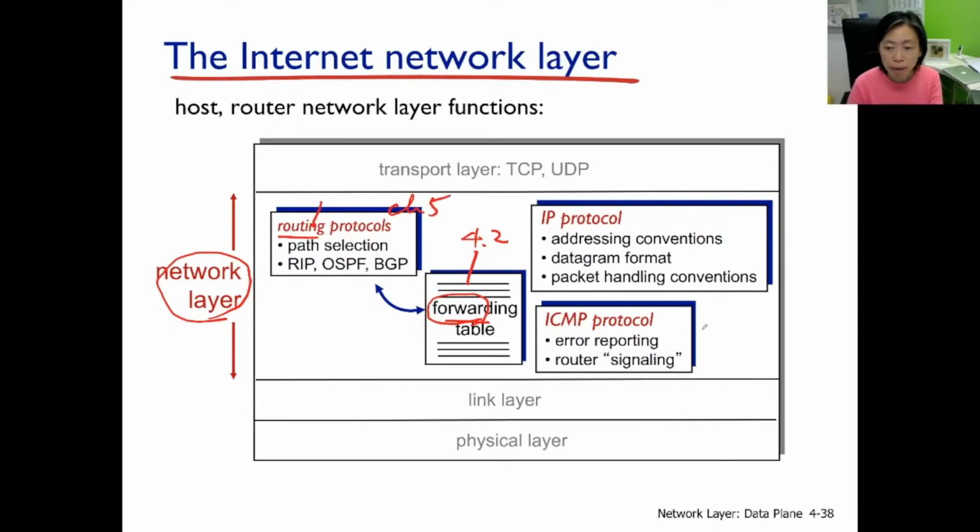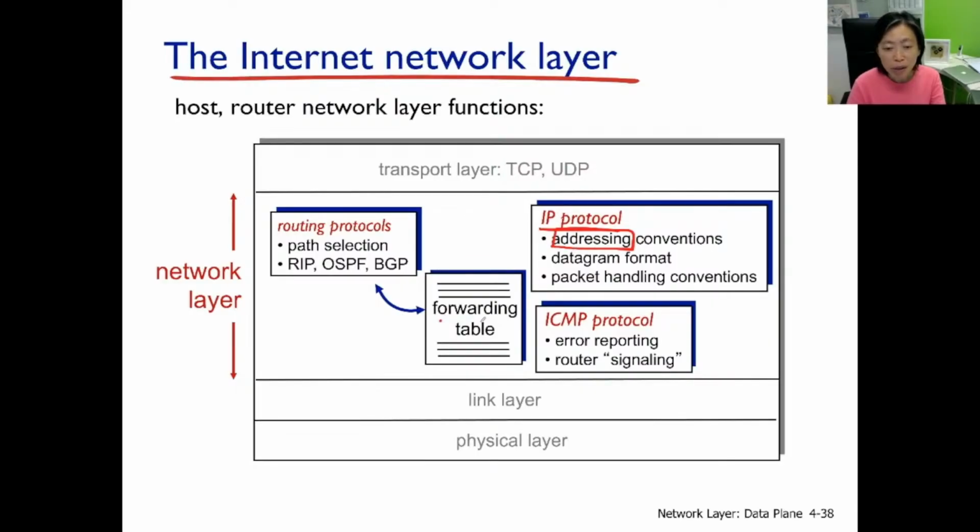Another thing we'll talk about in chapter 5 is ICMP. This is one of those management protocols. So just like routing, management is also one of the control plane functions. We'll be talking about ICMP later in chapter 5. So what's left in chapter 4 is just the IP protocol. In there, we're going to talk about IP addresses.